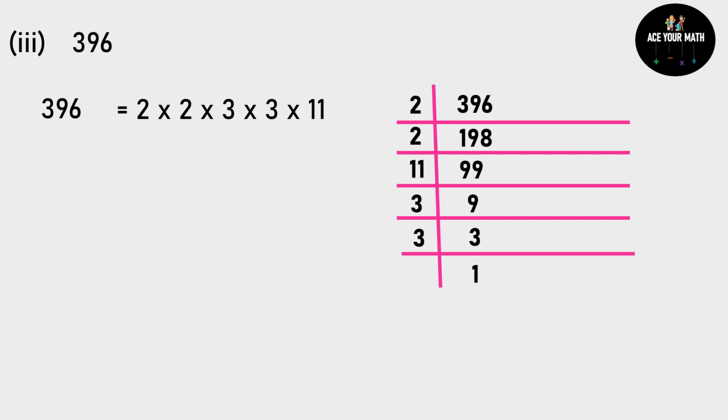So 396 can be written as the product of all these numbers. Now again form pairs. 2 and 2 form a pair, 3 and 3 form a pair.